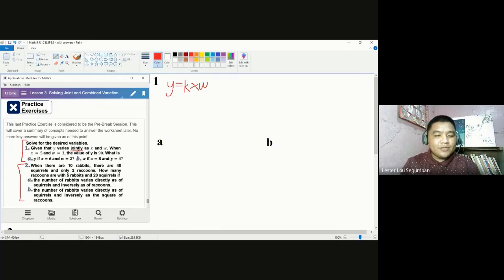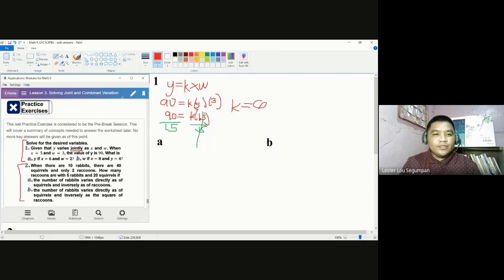So let's start by substituting the values here. When X is 5 and W is 3, the value of Y is 90. So you have here 90 is equal to K times X, which is 5, and then W is 3. That's 15. So 90 is equal to K times 15. And then you divide both sides by 15. So the value for K is equal to 90 divided by 15, which is 6.